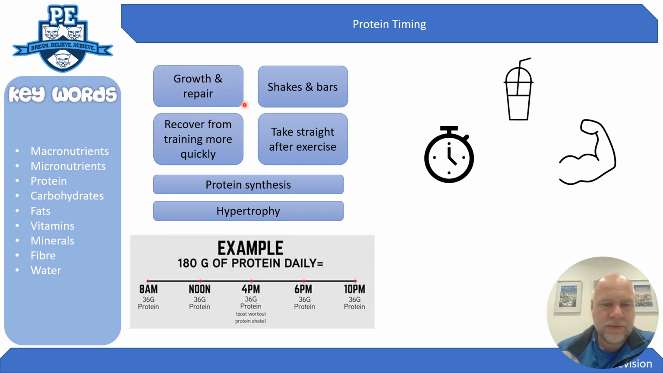Now, in terms of the timing, you really want to take it straight after exercise. Well, that's what the exam boards say. There's essentially a window called the anabolic window, and the exam boards say we should be taking it straight after exercise. Science will argue that, but for the sake of the exam, just write that down. So we take protein for growth and repair. We're going to take it straight after exercise, and we're going to use things like shakes and bars to make it easier. Protein shakes, protein bars to make it easier to take that protein in.